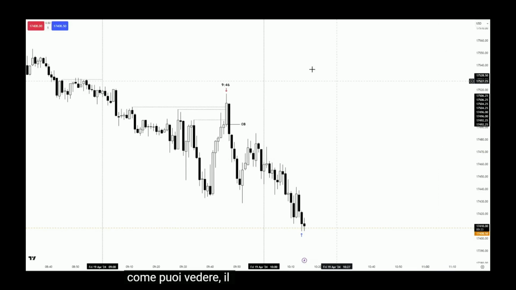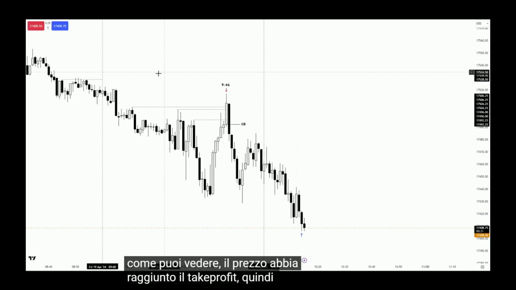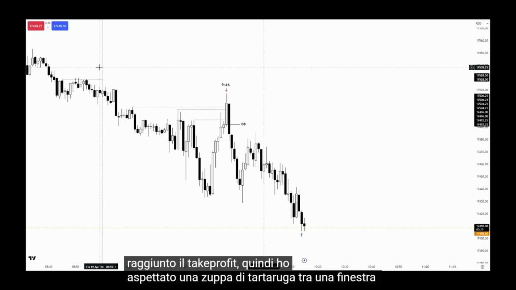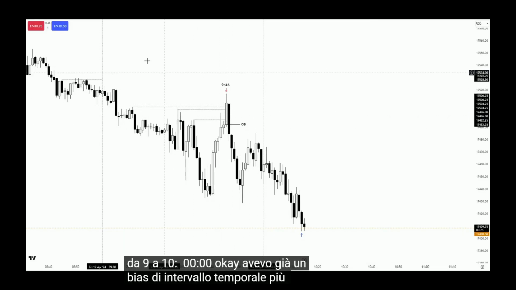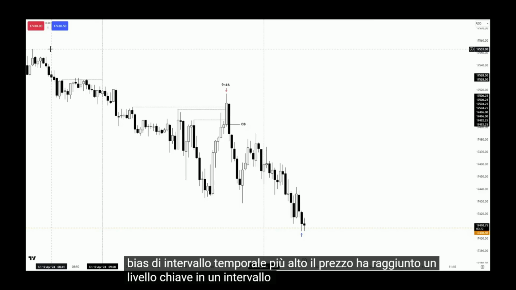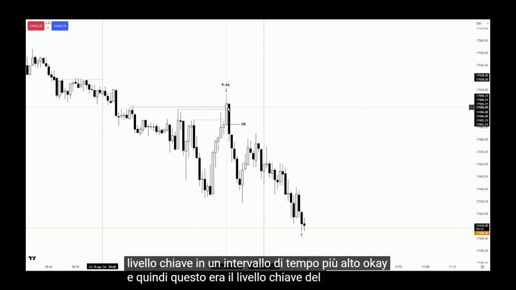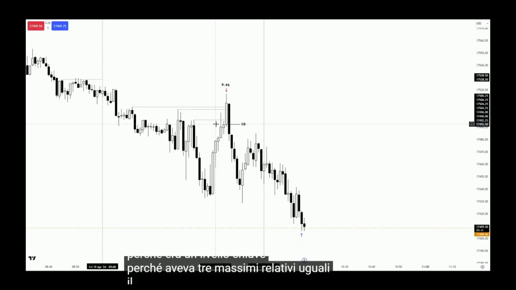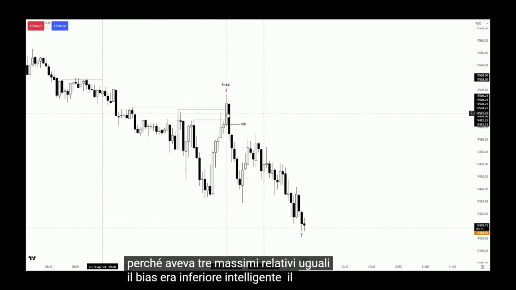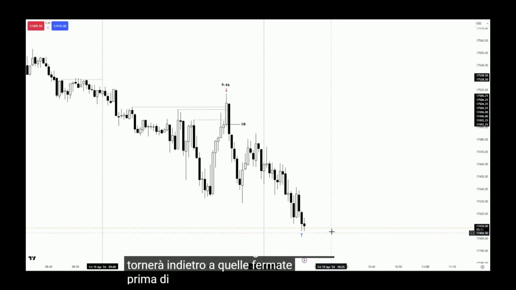So as you can see right there, price did hit the take profit. All right, so I waited for a turtle soup between the time window of 9 to 10 o'clock a.m. I already had a higher time frame bias. Price reached a key level on a higher time frame, and then this was our lower time frame key level. Why was this a key level? Because it had 3 relative equal highs. The bias was lower. Smart money is just going to run back on those stops before targeting the lows.